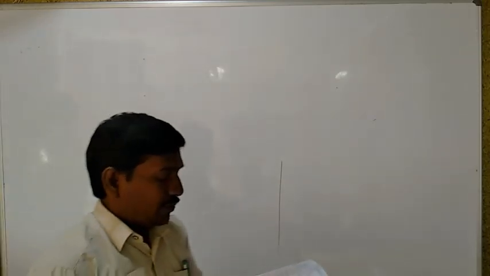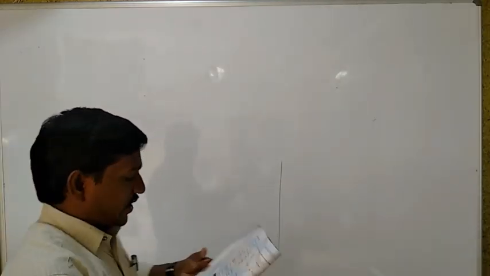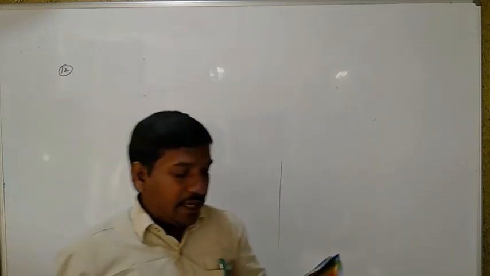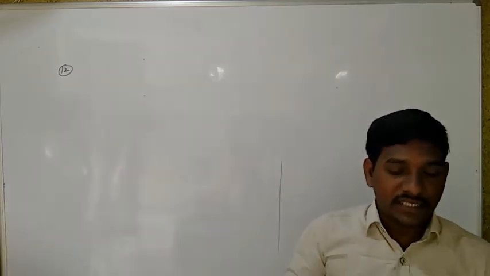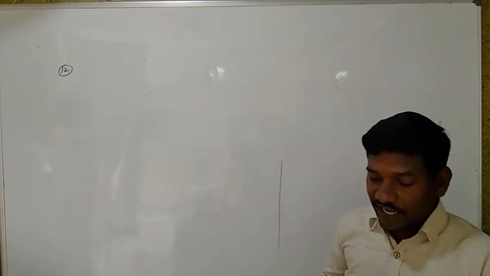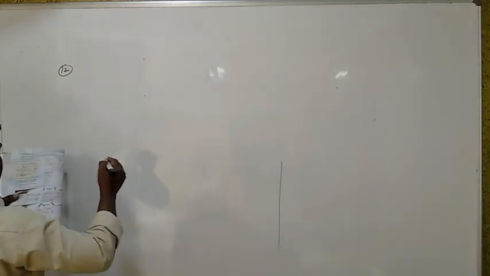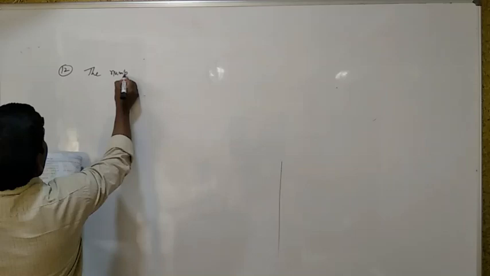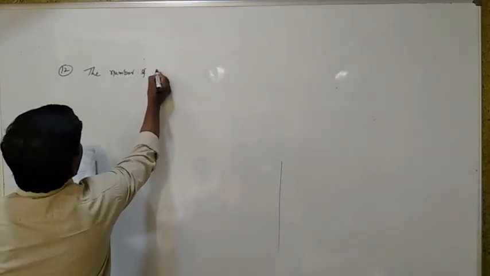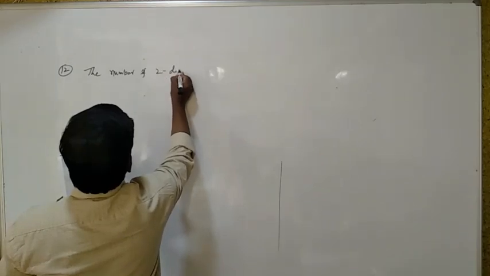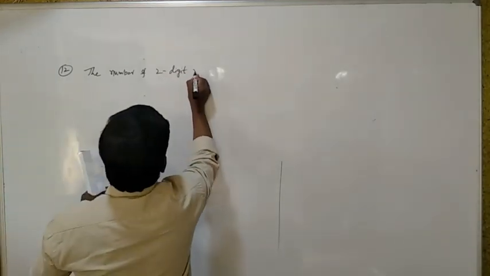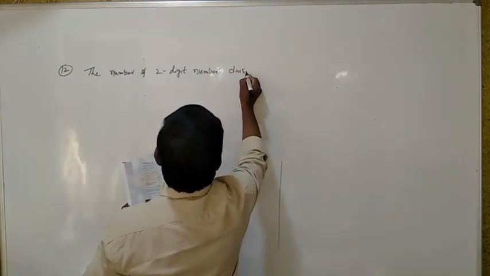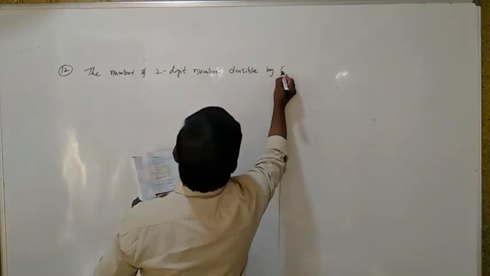Now let us discuss some problems in handsheet 1. The 12th problem: the number of two-digit numbers divisible by 6.